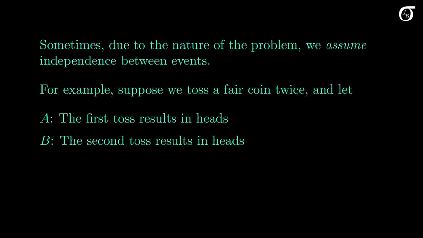Sometimes, due to the nature of the problem, we assume independence between events. For example, suppose we toss a fair coin twice. In most practical situations, it's reasonable to think that the outcome of the first toss yields no information about the outcome of the second toss, so it's reasonable to assume independence between these events. But keep in mind that this is an assumption. There's no way to prove mathematically that these two events are independent. That simply cannot be done. It's just a reasonable assumption based on what we know of the situation. And we do make that type of assumption frequently in probability and statistics.